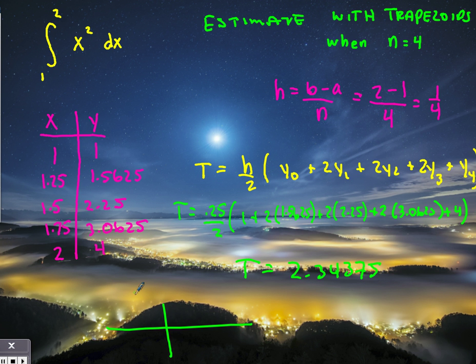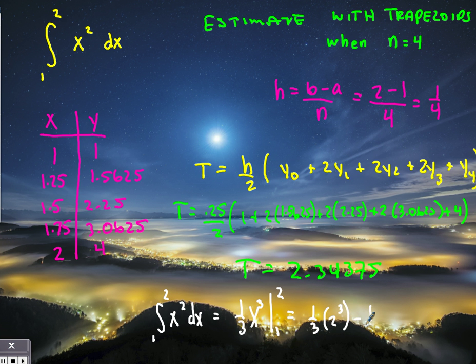So an estimation of the area under the curve of x squared from 1 to 2 using 4 trapezoids is 2.34375. Now, of course, you could also do this with the actual technique. So if you integrate x squared, you would have 1/3 x cubed, and then you're going to evaluate that from 1 to 2. So you plug in the upper limit, 1/3 2 cubed, and you're going to subtract from that 1/3 1 cubed. And you'll get a final answer of 2.333. That's not too far off from the estimation that the trapezoid uses.